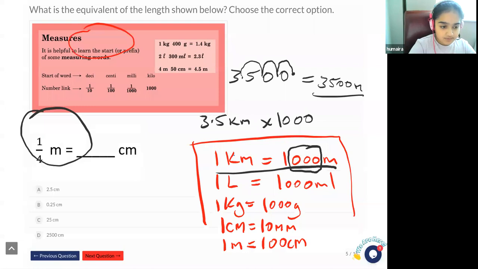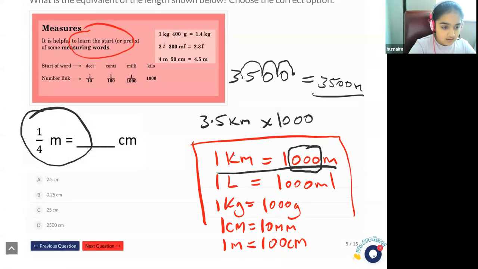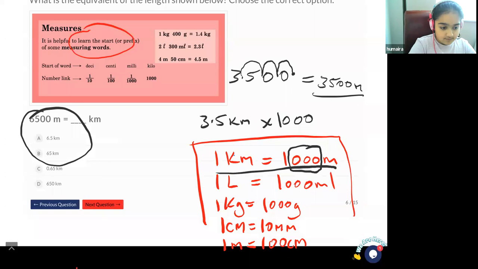Fantastic. And now we're converting a quarter meter into centimeters. I think it's going to be A, 2.5 centimeters. Let's try again. How many centimeters in 1 meter? 100. Well done. So we're looking at a quarter of a meter. What's a quarter of 100? 25 centimeters. Well done. 25 centimeters, fantastic. Thank you, Amira.